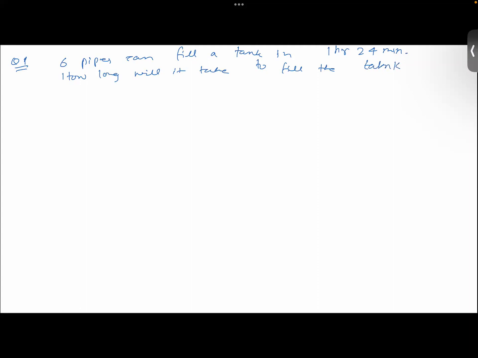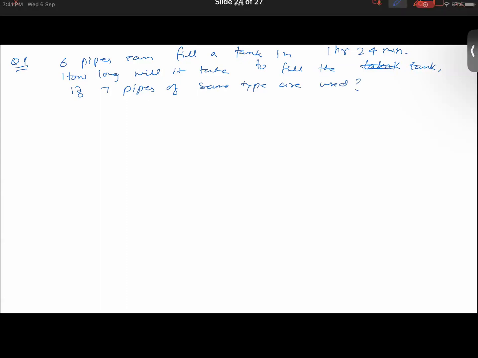Let's discuss some questions. Question is that if 6 pipes can fill a tank in 1 hour 24 minutes, how long will it take to fill the tank if 7 pipes of the same type are used? Solve this question. Before solving the question, you have to establish whether there is a direct relation or indirect relation between the two.